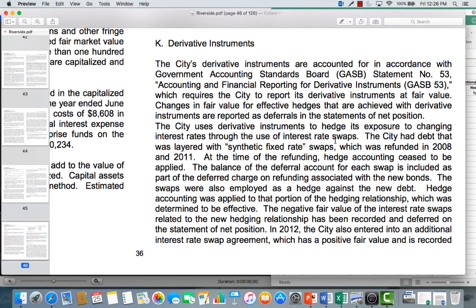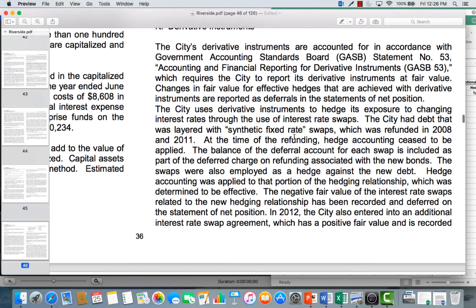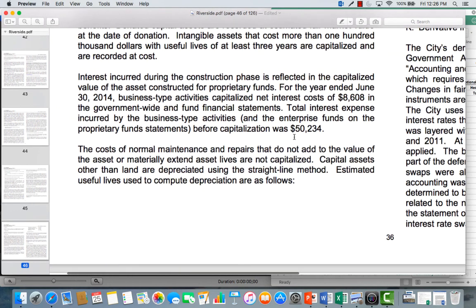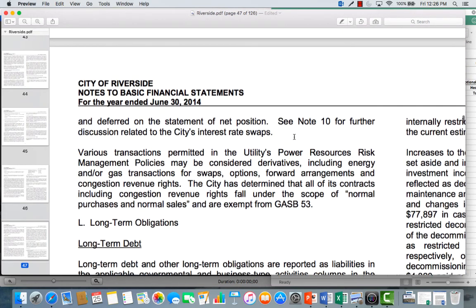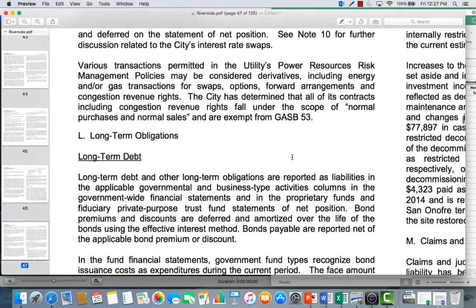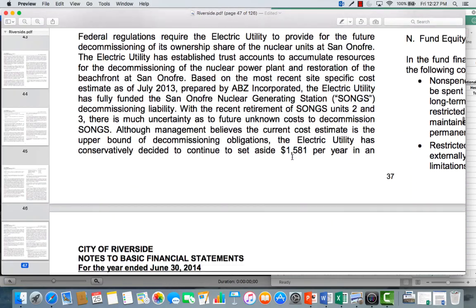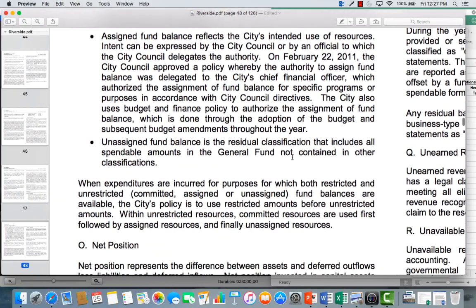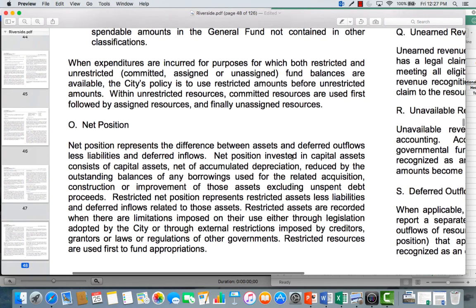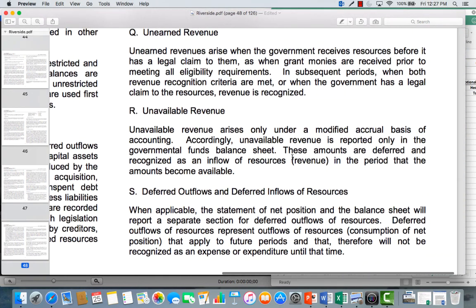So the combination of this and the specific notes related to derivatives later on in the notes, you're going to want to look in both places. I've already read this, and I can tell you that there isn't really much in here that isn't covered in Note 10 on their derivative instruments. But you want to keep scrolling through here to see if they have, and they usually will, a note about deferred outflows and deferred inflows.